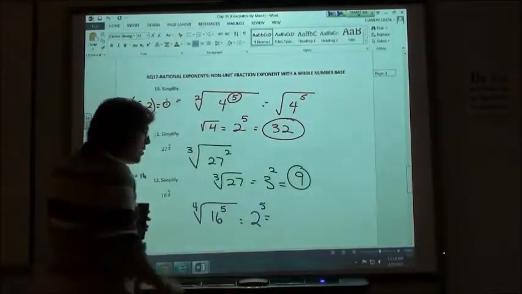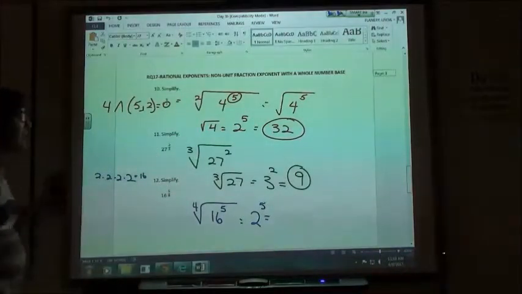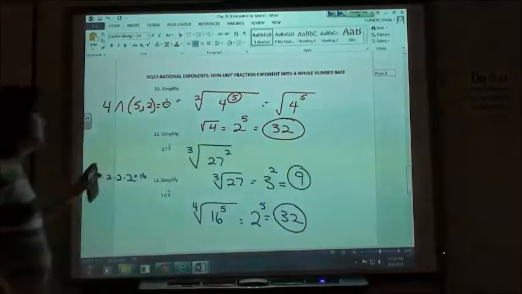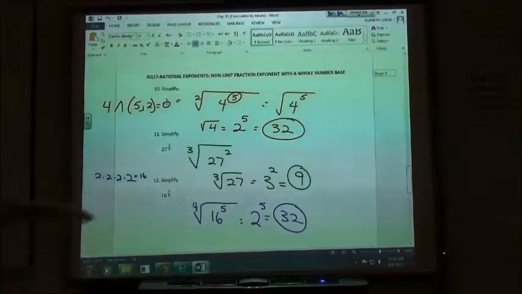2 to the 5th power. Now I got to add another 2 to that. 16 times 2, 32. So again, like I said before when we were doing the cubed roots, it's going to help if you also have a list of your perfect 4th powers and your perfect 5th powers.